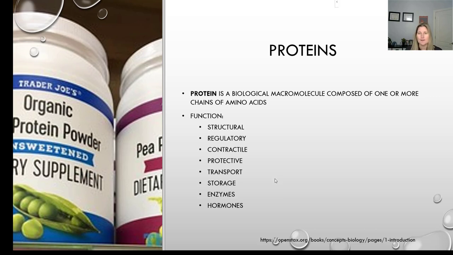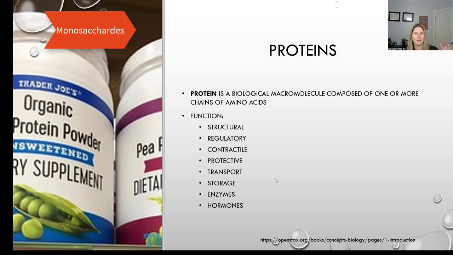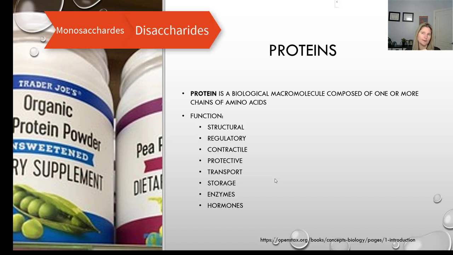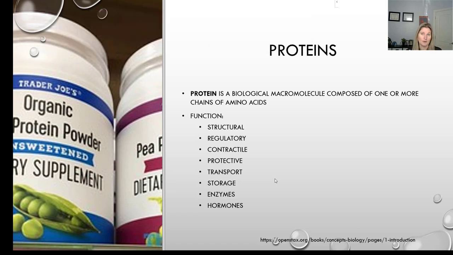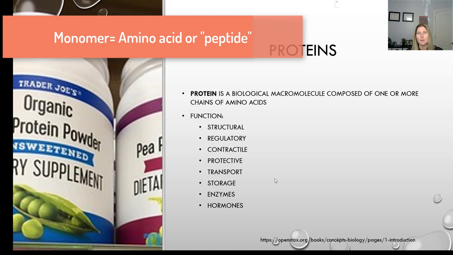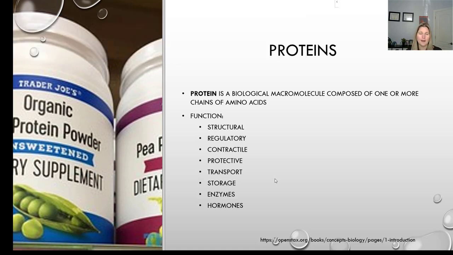As far as our next macromolecule, proteins, going back to a structure similar to a carbohydrate. Remember carbohydrates: we have a monosaccharide, then two monosaccharides linked together form a disaccharide, and multiple monosaccharides linked together form a polysaccharide. Proteins go along the same kind of pattern. The monomer of a protein is known as an amino acid. So a protein is made of a bunch of amino acids linked together.